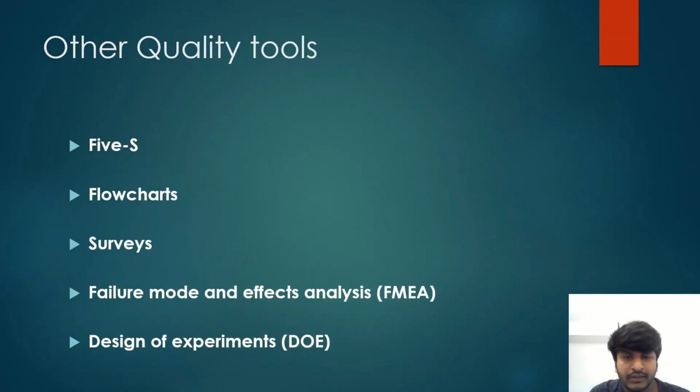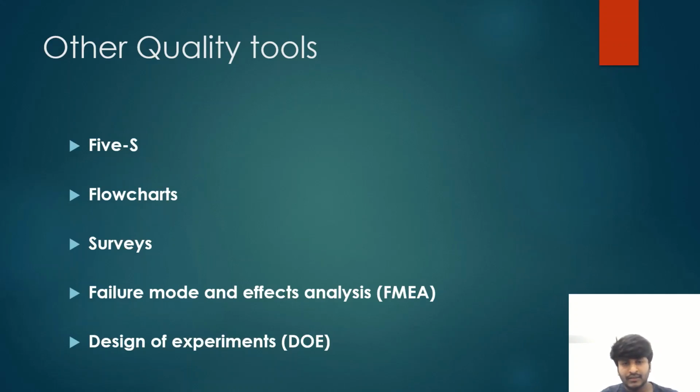And the other useful quality tools are 5S, flowcharts, surveys, failure mode and effect analysis, and design of experiments. The first one, 5S, is used to eliminate waste and reduce errors, defects, and injuries. The second one is flowcharts. It is used in a total quality setting for charting the inputs, steps, functions, and outflows of a process to understand more fully how the function works and who or what has input into and influence on the process.